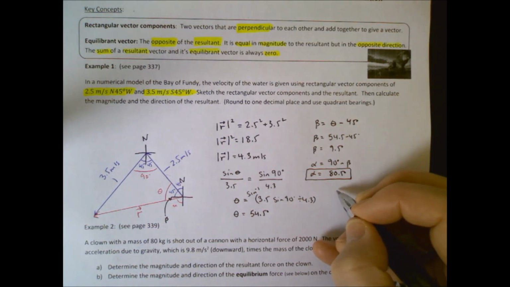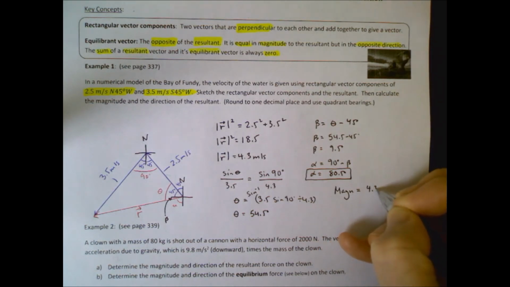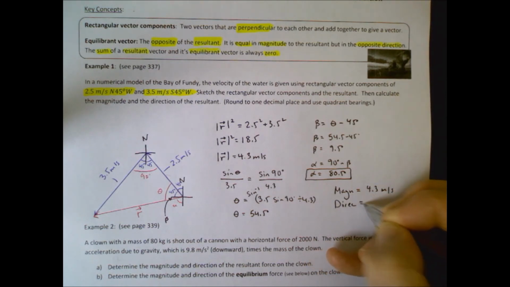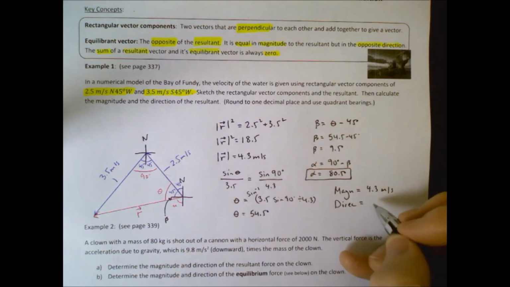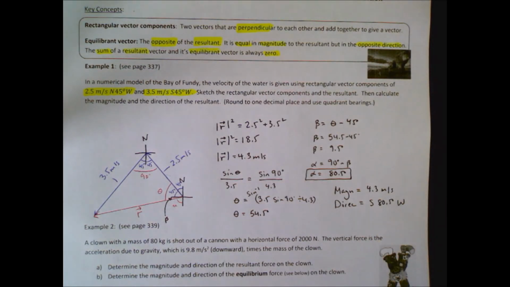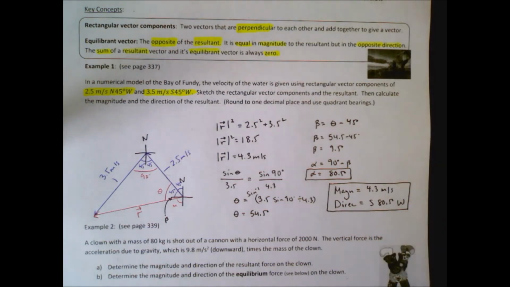So I know the magnitude is equal to 4.3 meters per second. The direction is going to be south 80.5 degrees west. And there we go. So I've got my direction and magnitude of that resultant vector component. And that is example 1. Alright, let's go to example 2.